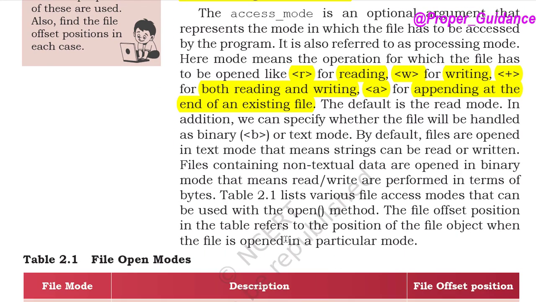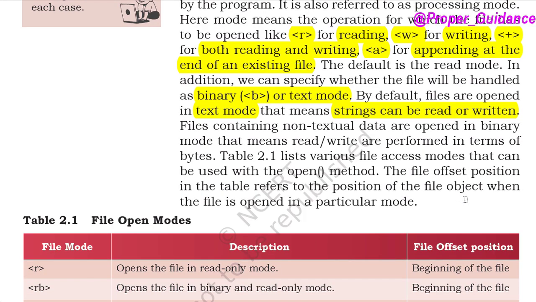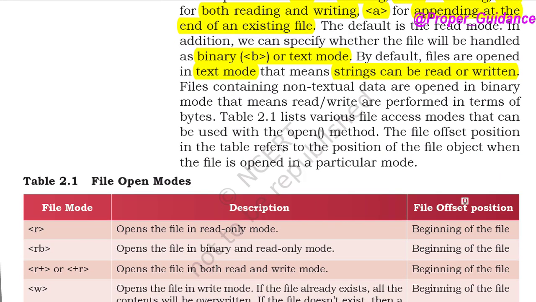In addition, we can specify whether the file will be handled in binary or text mode. By default, files are opened in text mode. That means strings can be read or written. Files containing non-textual data are opened in binary mode. That means read or write are performed in terms of bytes. Various file access modes can be used with the open method.